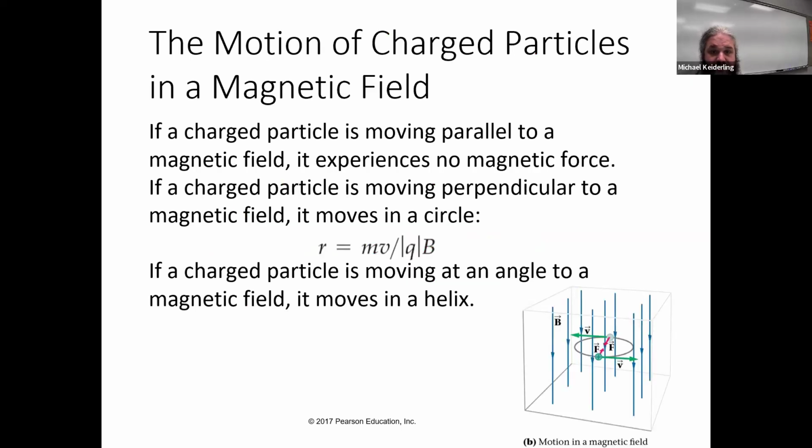Now, charged particles in a magnetic field, if they're moving parallel to a magnetic field, they don't experience any magnetic force. If they're moving perpendicular to a magnetic field, they will move in a circle. And if it's moving at an angle, it will move in a circle around the magnetic field lines and continue along the direction. So it will move in a helix. And the radius of that circle is mass times velocity over charge times magnetic field.